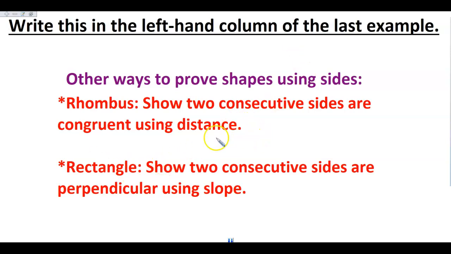So if I like distance, I can show two sides are congruent for a rhombus, and then the diagonals are congruent for a rectangle. If I like slope, I can show for a rectangle that consecutive sides are perpendicular, and for a rhombus that the diagonals are perpendicular, using slope. Okay, so there's a couple of different ways that I can show this. Again, we use the diagonals because in the last example, it actually said use the diagonals. But please make sure that you do have this written down in that last column of your notes.